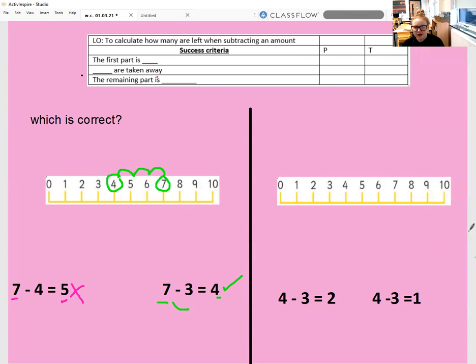Fantastic, Year 1. Right, to pause your screens, have a go at this one, come back when you're ready to check it. Okay, let's have a look at it together.